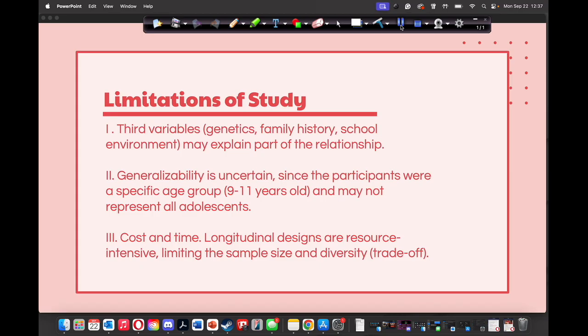And third, cost and time. Longitudinal designs are resource intensive, and they limit the sample size and diversity as a trade-off for, of course, the research that they do garner from not having a larger sample size or diversity. And it also kind of limits how much they can do because they're so intensive that budgets just don't necessarily provide enough for them to do a more extensive study.